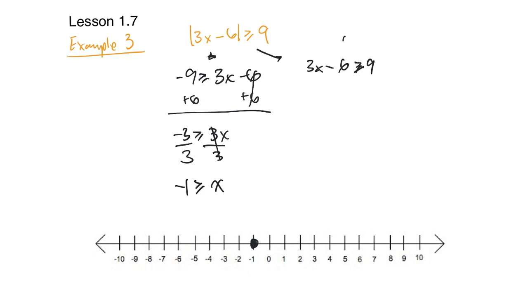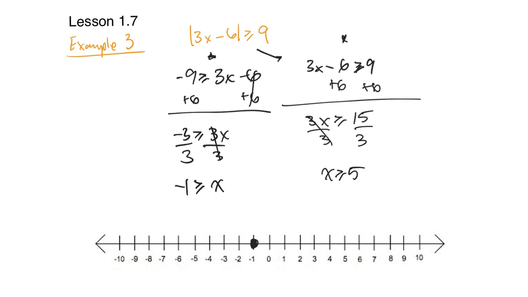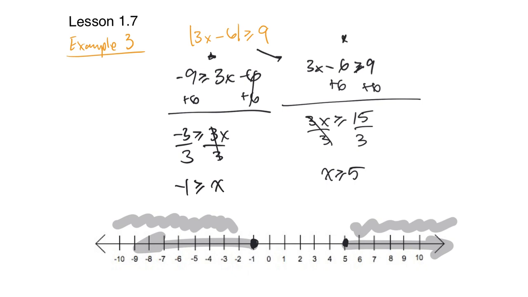And let's do the one on the right over here. Add 6 to both sides. I get 3x is greater than or equal to 15. Divide both sides by 3. I get x is greater than or equal to 5. So here's the other solution. And we write it like an inequality. I'll use a highlighter to make it easier to see. This goes that way, and that goes this way, because x is less than negative 1, it's all these values, and it is also all these values over here.